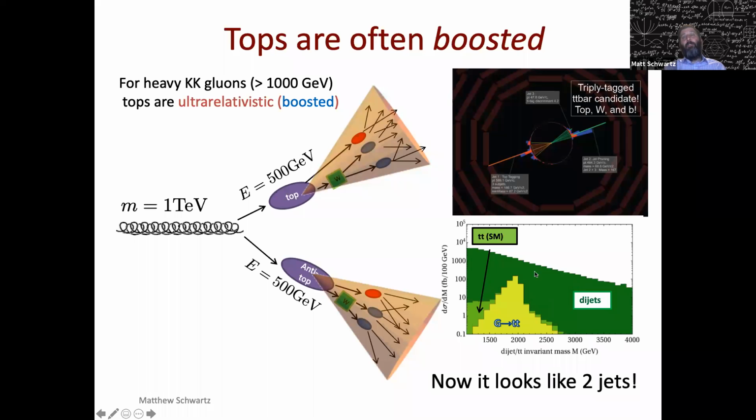Well, here's an example of a TT bar event in this boosted regime. So we even see these in the standard model. This isn't a KK gluon, but we have examples of these because the LHC has seen so many tops. It's seen quite a number like this. So how do we find these?